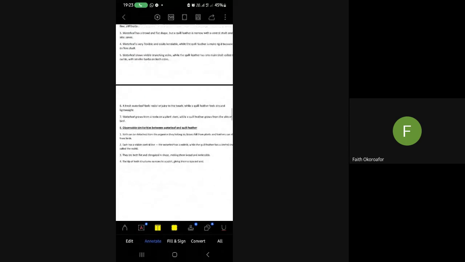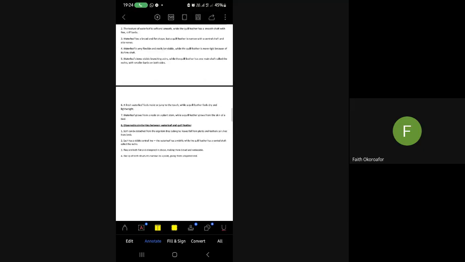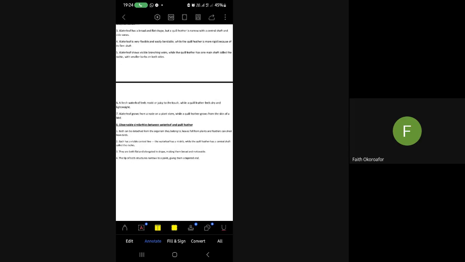Sorry. So let's look at the similarities now. What do they have in common? Both parts can be detached. The feather can be removed from the bird. The leaf can be removed from the parent plant. Are we following? Yes, ma.